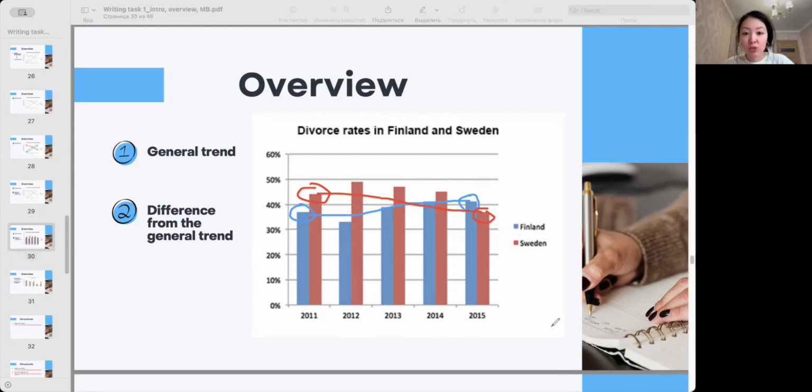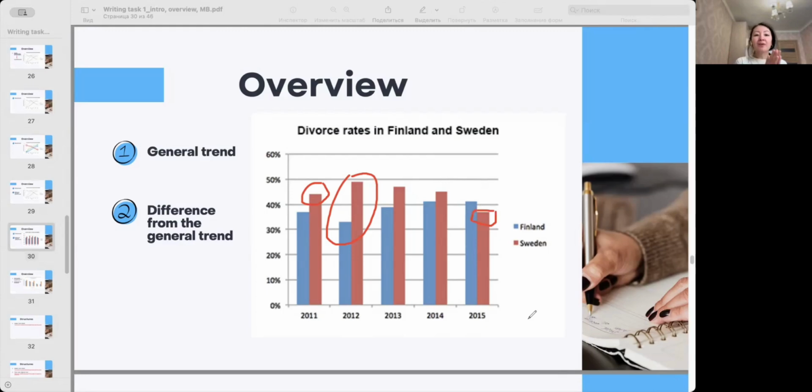What is the difference from the general trend? Actually, here you can have various options. Some of my students, when I gave them this graph, mentioned this point that in 2012, the difference was the biggest. Why not? You can say like this. The other students mentioned, as in the previous graph, that Sweden had the highest percentage at the beginning of the period, while it lost its position by the end of the period. It was overtaken by Finland. Something like this will also work.